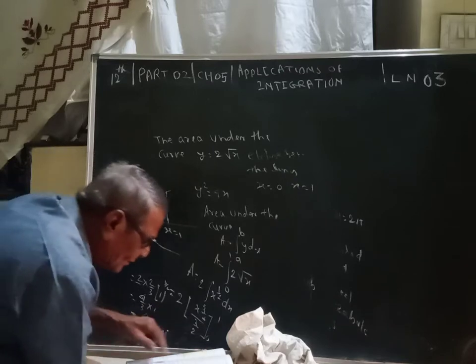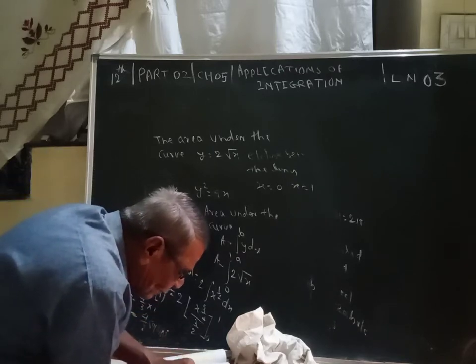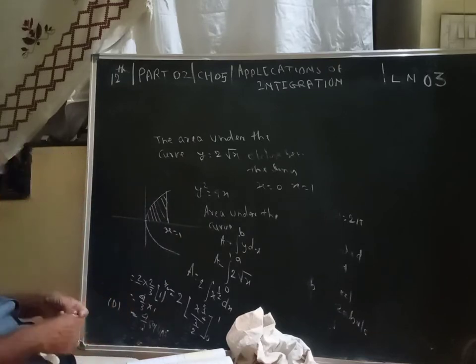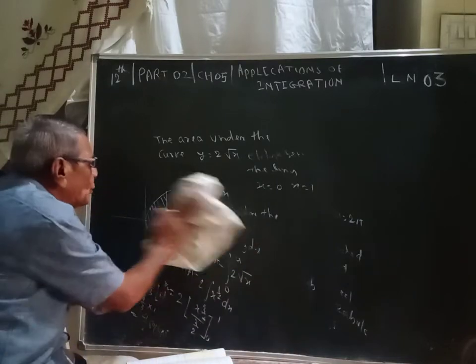Let us see which answer is correct. 4 by 3 square units. So D is the correct answer. D is the correct answer. Okay. Let us go to the next example.